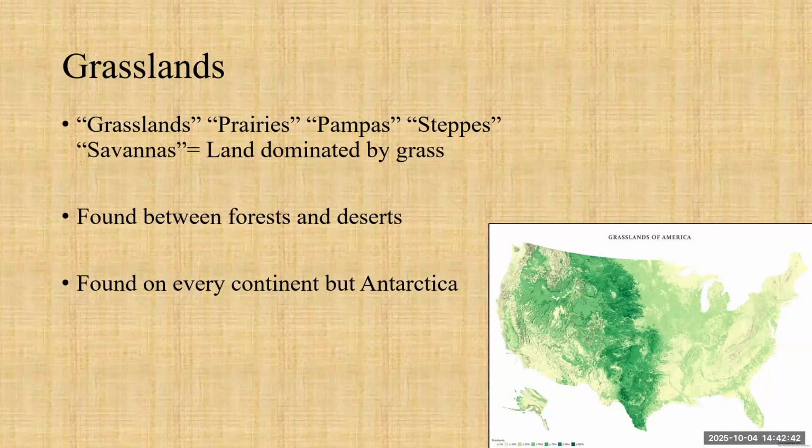So grasslands, depending on where you are, they're known as grasslands, prairies, pampas, steppes, savannas. It all equals land dominated by grass. Grasslands are found between forest and deserts, found on every continent but Antarctica.